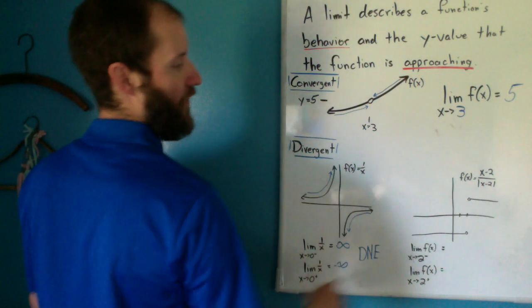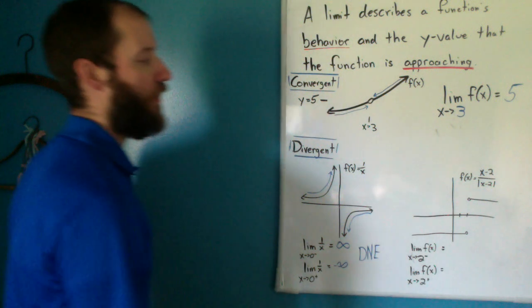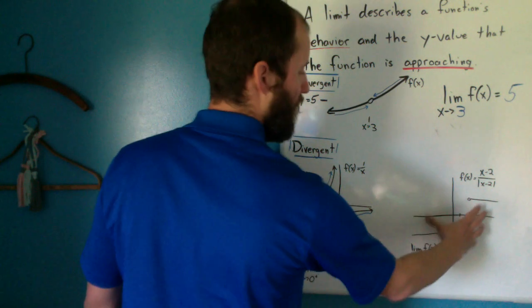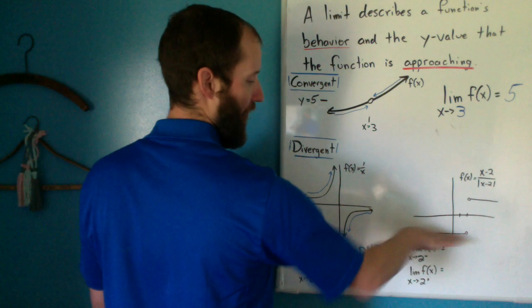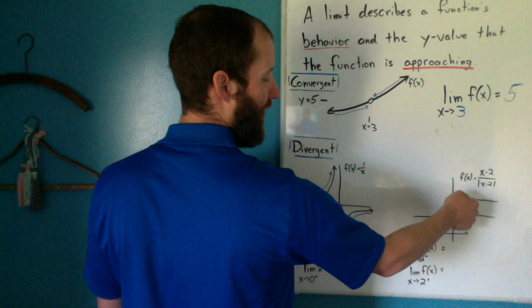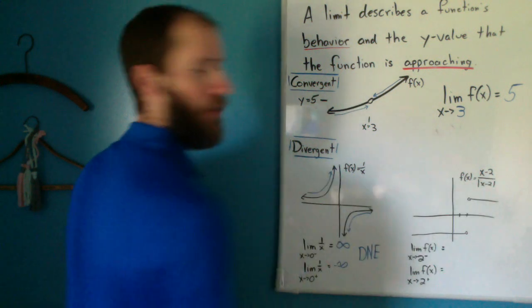Over here, this is kind of a fun one. x minus 2 over the absolute value of x minus 2. I told you it'd be fun. Now this is what the graph looks like. We have this horizontal line, and then at 2, all of a sudden it just jumps up here instantaneously and then goes along its merry way.